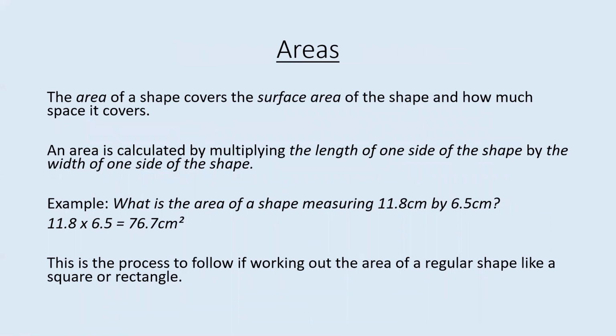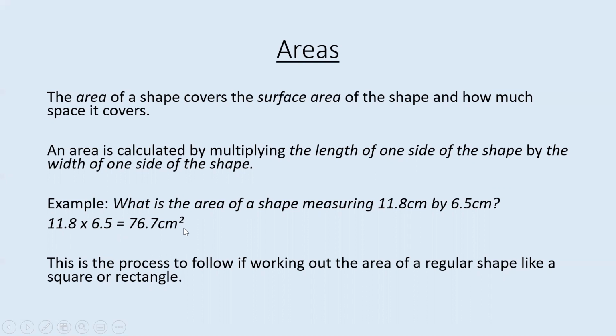Areas. The area of a shape covers the surface area of the shape and how much space that covers. An area is calculated by multiplying the length of one side of the shape by the width of one side of the shape. So for example, what is the area of a shape measuring 11.8 centimeters by 6.5 centimeters? So we just do 11.8 times 6.5, and that would give us an answer of 76 centimeters squared.